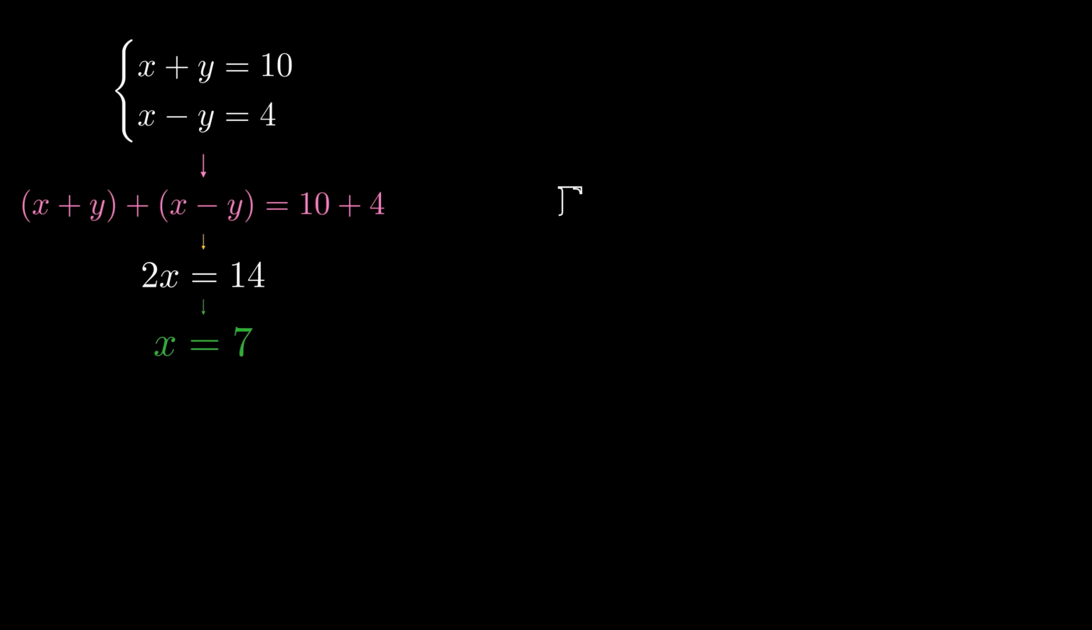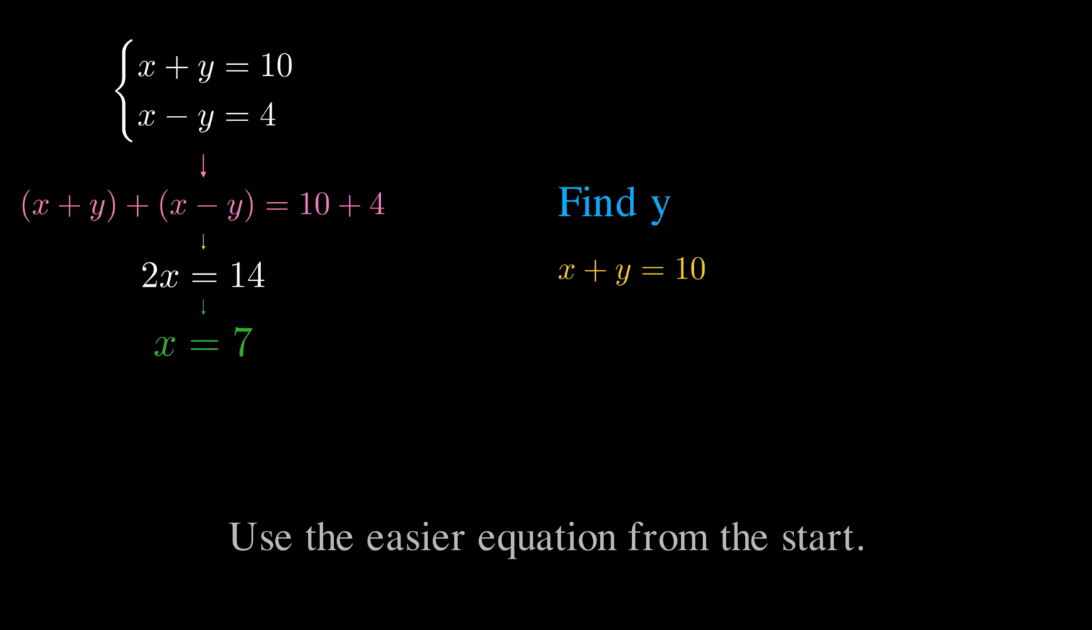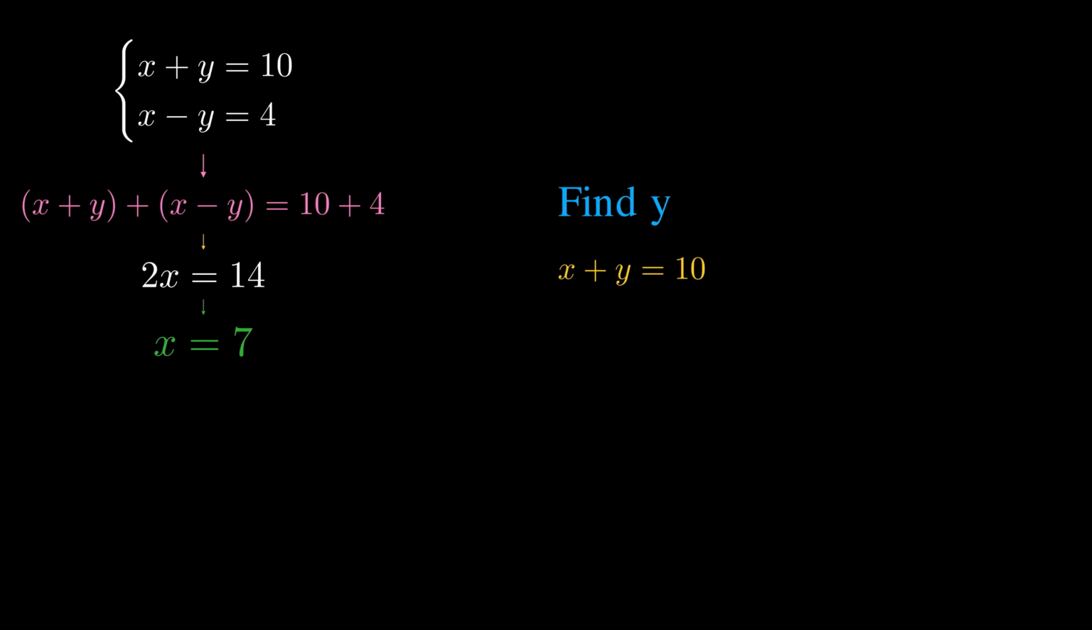Now that we know x, we go back to one of the original equations. We choose the easier one. x plus y equals 10. We plug in 7 for x, which gives us 7 plus y equals 10. Subtract 7 from both sides, and we get y equals 3. So the solution to the system is 7, 3.